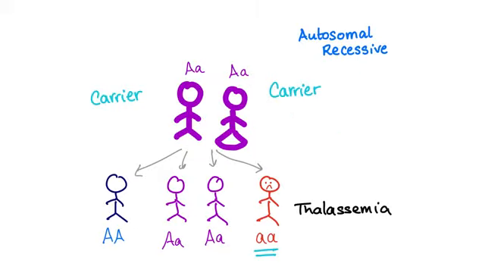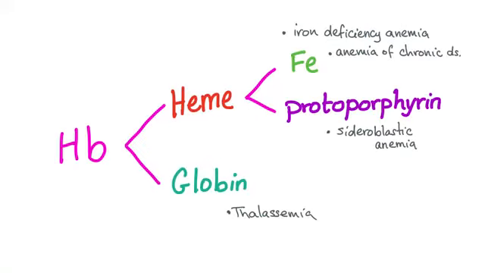Genetically speaking, it's an autosomal recessive. Mommy and daddy are carriers. 25% of the offspring will be affected with the condition, be thalassemic. The other 50% will be carriers, and 25% will be completely normal. Autosomal recessive disease. Microcytic anemia.